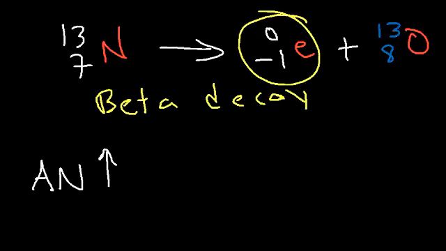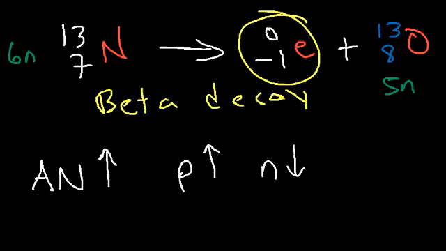And the atomic number is basically the number of protons. So the number of protons went up. Nitrogen has 7 protons, but oxygen has 8. But what about the number of neutrons? The number of neutrons is the difference between the mass number and the atomic number. So nitrogen has 6 neutrons and oxygen has 5. So the number of neutrons went down. So let's understand what happened. We lost a neutron, we gained a proton, and nitrogen also lost an electron. So basically, a neutron in nitrogen was converted into a proton and electron. That's basically what happened.